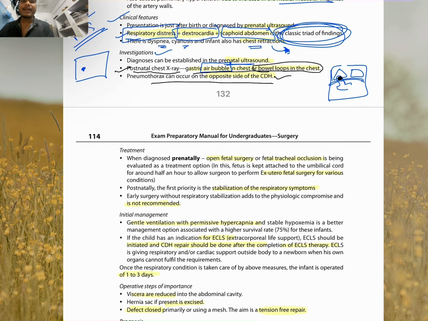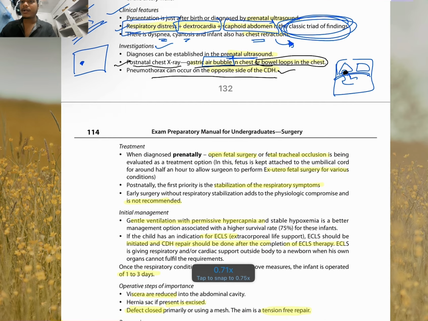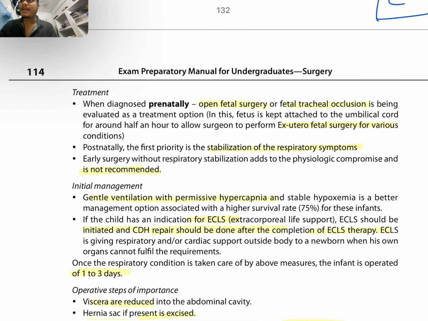Now we will go with the management, which is one of the most important parts. So let's begin our management part, that is treatment of the hernia. After diagnosis, in case of prenatal diagnosis, open fetal surgery as well as fetal tracheal occlusion are evaluated as treatment options. In this, the fetus is kept attached to the umbilical cord for half an hour, allowing the surgeon to perform ex utero fetal surgery for various conditions.